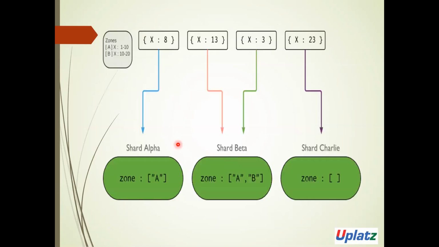So this is my zone. This is zone A, this is zone AB, and this is my empty zone. So what is it doing? Based on that shard key, it has created a zone, and in that zone I have two shard key values. So two zones have been created, and here my zone is created as empty. So this is how it works.